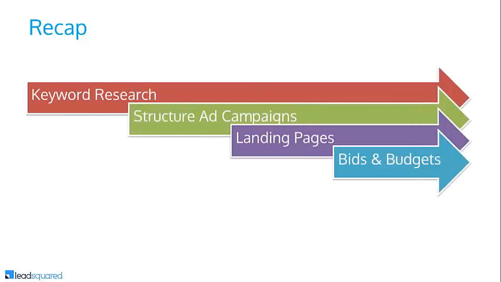We'll just go through what we have discussed so far. We have discussed keyword research, why keyword research is important, and tools like Google AdWords where you can conduct keyword research. We have talked about how to structure your ad campaigns and the best way to structure them. Then we have talked about landing pages, what the best practices are for creating your landing pages, and lastly we have talked about bids, why bids are important and how they influence your ad position.